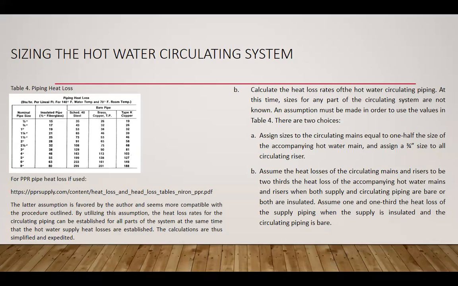Assume sizes of the circulating mains equal to 1/2 the size of the accompanying hot water main and assign a 3/4 size to all circulating risers. Or, assume the heat losses of the circulating mains and risers to be 2/3 the heat loss of the accompanying hot water mains and risers when both supply and circulating piping are bare or both are insulated. Assume 1 1/3 the heat loss of the supply piping when the supply is insulated and the circulating piping is bare. Okay.